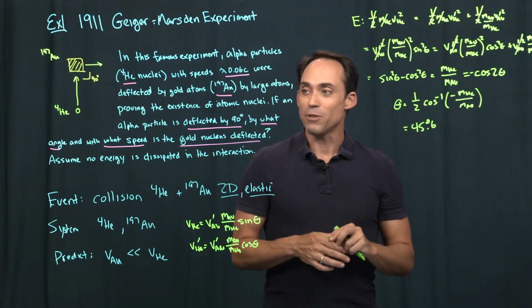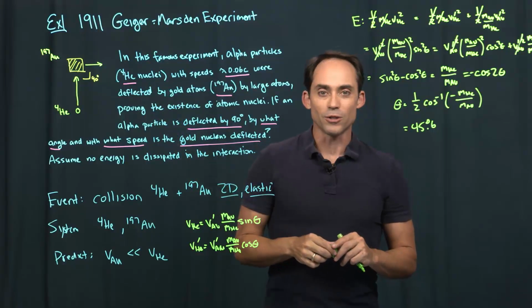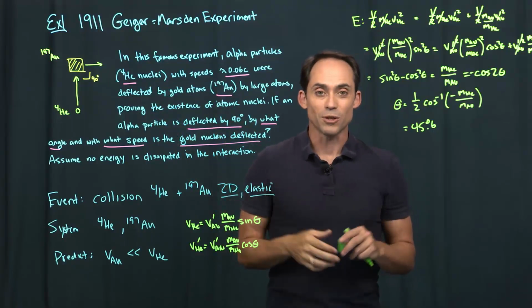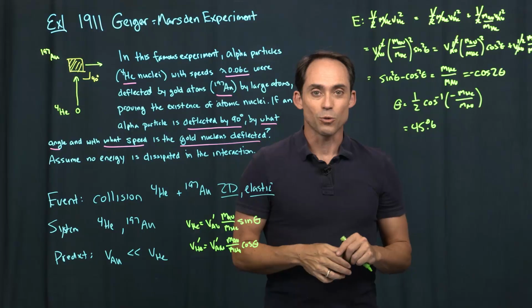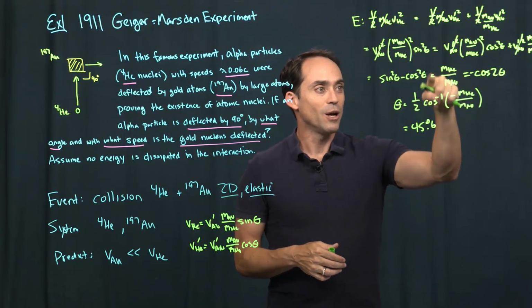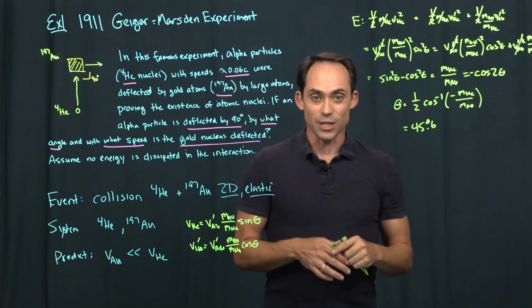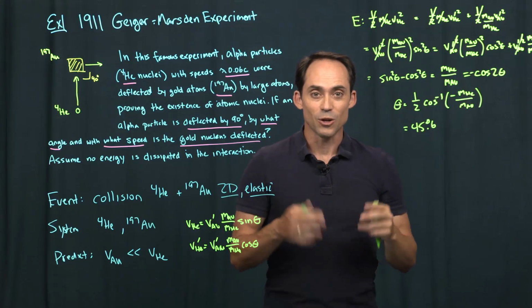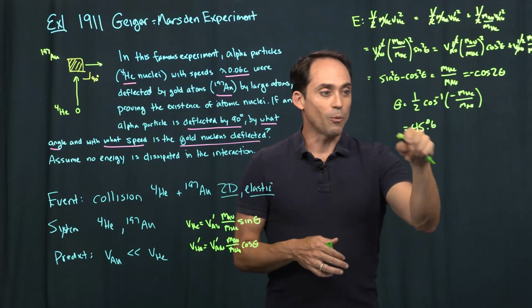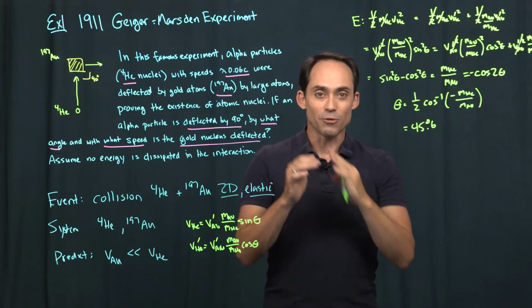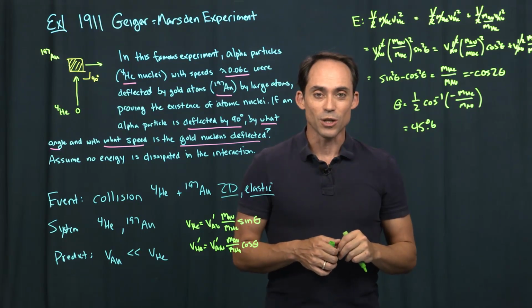If the masses of these particles, if the gold nucleus, for example, is much, much larger, this will get closer and closer to 45 degrees because this number here will get smaller and smaller, and we get closer to cosine of 90 degrees because cosine 90 degrees is close to 0. So we're very close to that. We have almost exactly a 45-degree angle at which this gold nucleus is ricocheting.